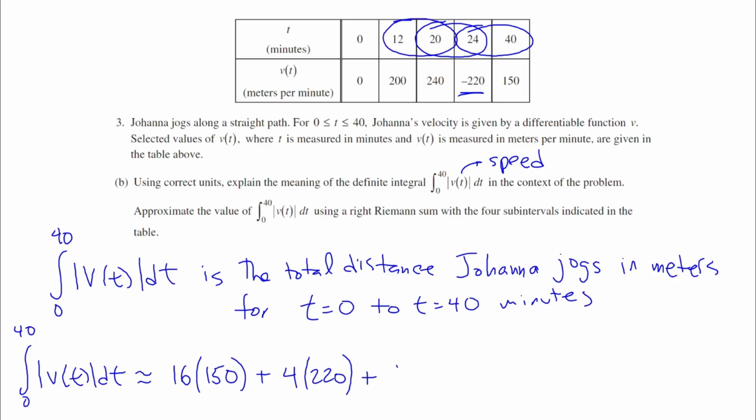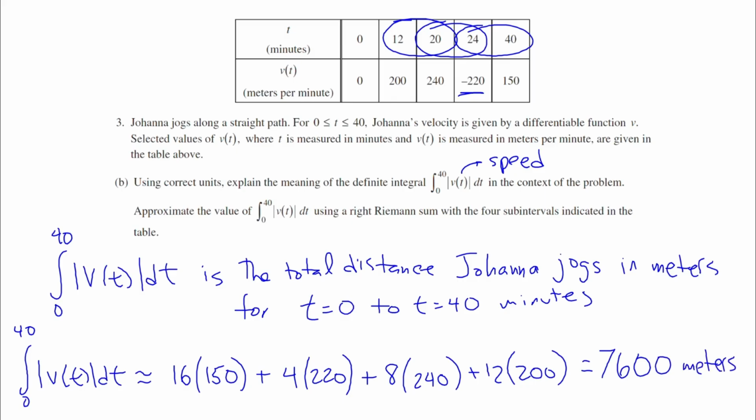And then 20 minus 12 is 8. The right hand of that is 240. And then the last one is 12 times 200, because the right hand end of that is 200. And so you just go through and do all the arithmetic. I'm not going to belabor you with me doing the arithmetic. This just comes out to be 7,600 meters. And this was worth 3 points, 1 for the explanation, 1 for the correct form of the right-Riemann sum, so like all of this stuff, and then 1 for the final answer.